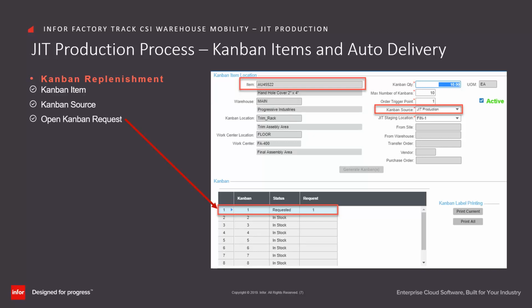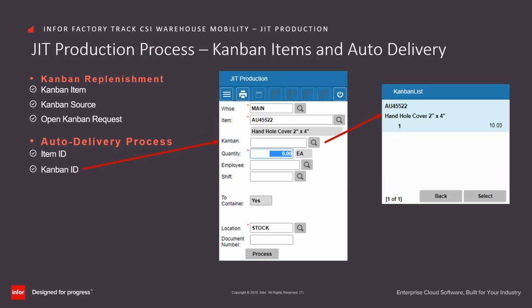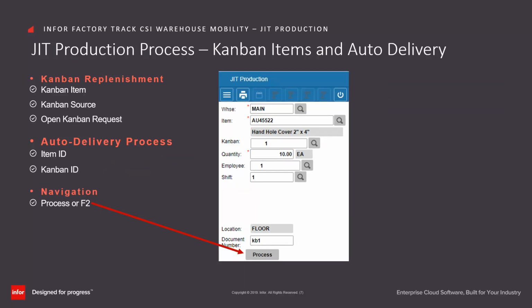To fulfill the open Kanban request for this JIT production item, we enter, search or select the item ID for the Kanban item. Factory Track then determines if there is an open Kanban replenishment request for this item. If a request is open, the Kanban ID field will appear. We then enter, search or select the Kanban ID for the open request to be fulfilled. We enter the quantity and any optional fields and click on the Process button to complete the JIT production process. Once processed, the Kanban ID will reflect as in stock.